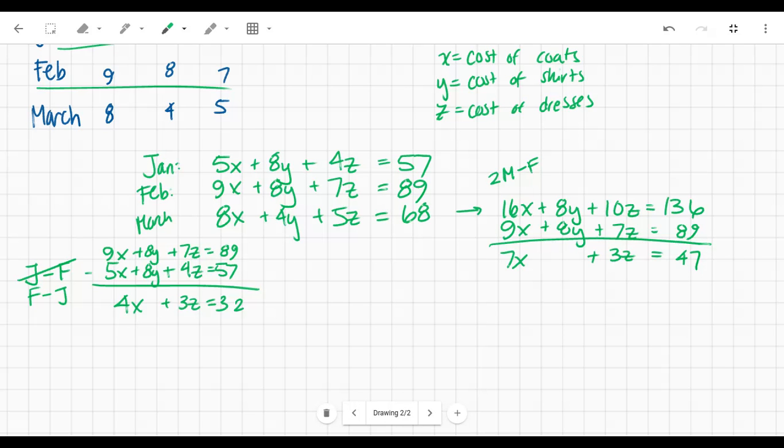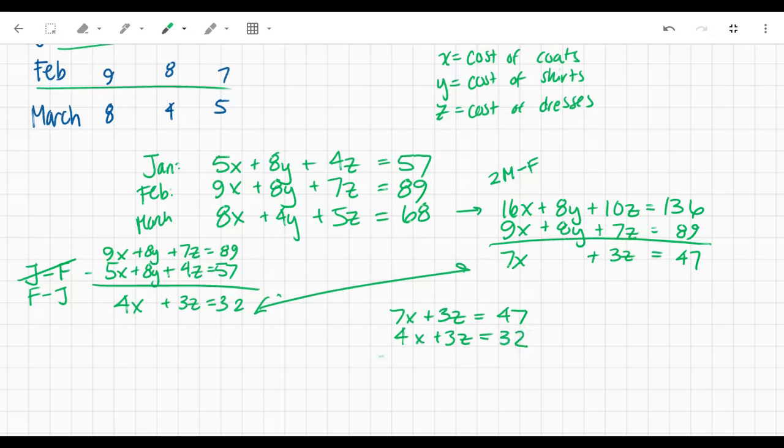Okay, and that worked out super well because now I can get the difference between these two, and it's already set up where the z's will cancel out. So 7x plus 3z equals 47. 4x plus 3z equals 32. Subtract, so 3x equals 15. So x is 5. So the cost of a coat, $5.